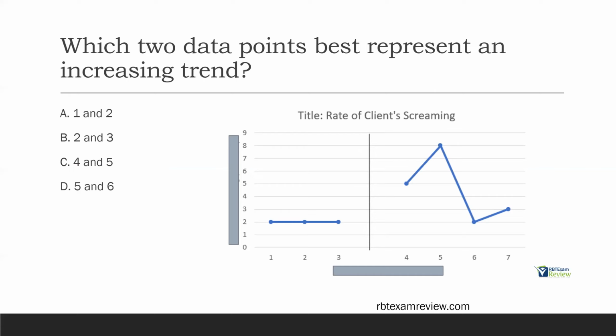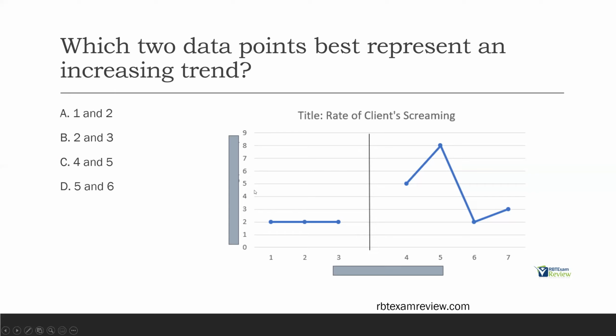All right, which two data points best represent an increasing trend? So the most common type of graph in ABA is a line graph. This is a line graph. And our question is asking what two data points best represent an increasing trend. So they're basically asking what two connected data points show an increasing trend. It should be an easy question. When we're doing visual analysis, we're looking at trend, variability, and level. And what is trend? Trend is just the increasing or decreasing of data on a data path.